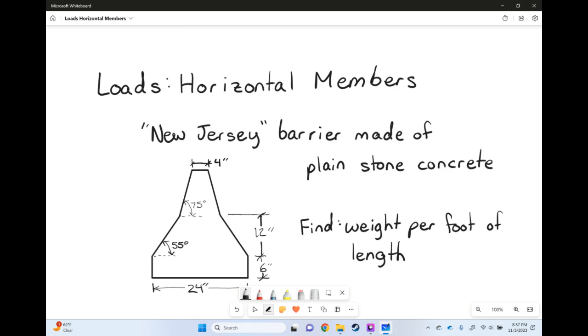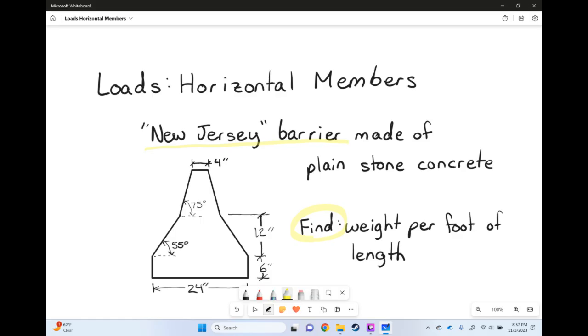So in this video we're going to find loads for horizontal members, which can be beams, which again is kind of like a wall in that sense, or it can be just slabs, and you're trying to find the resultant force. Either way, you do want to pay attention to what you're actually finding. And in this example, we're going to do a New Jersey barrier.